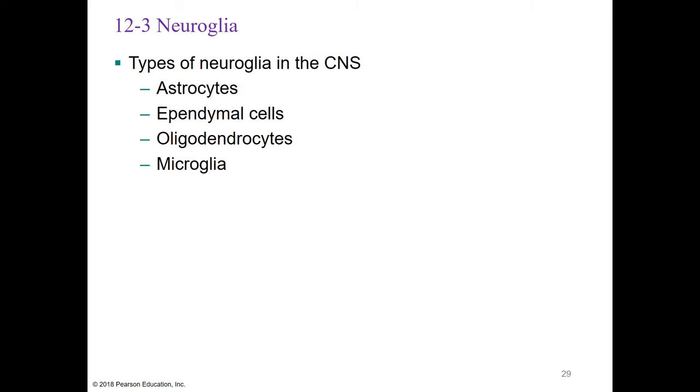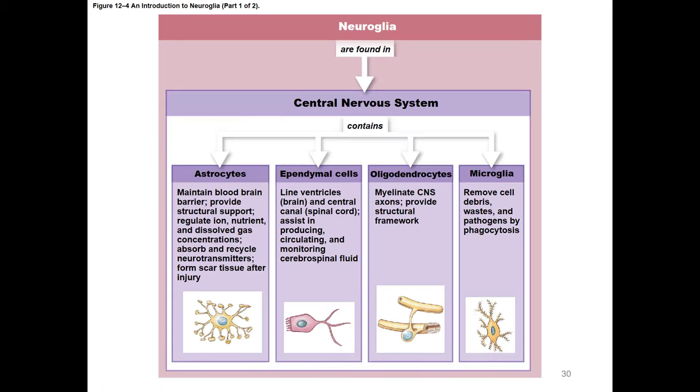So let's begin with the types of neuroglia in the CNS. There are four to focus on: the astrocyte, the ependymal cell, the oligodendrocyte, and microglia. So we'll start with the astrocyte. And this again is a great chart to summarize everything in one spot. It reminds us here that these are found in the central nervous system.